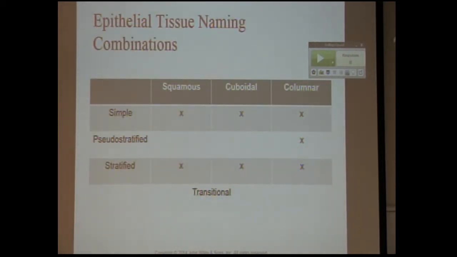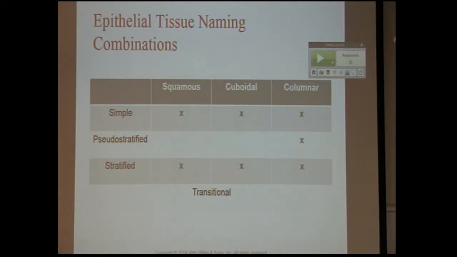All right, so you can have different combinations of layers and shapes. For simple, which is that one layer of cells, you can have simple squamous, simple cuboidal, or simple columnar. Pseudostratified, the only kind of pseudostratified is columnar cells. For the stratified, you can have stratified squamous, stratified cuboidal, or stratified columnar. And then transitional is its own. I think I took that one off the study guide, if I remember correctly.